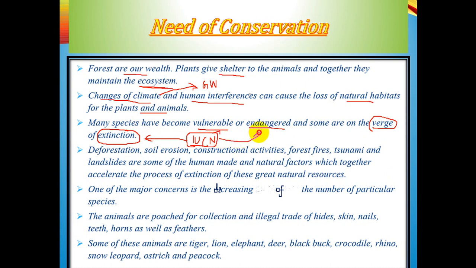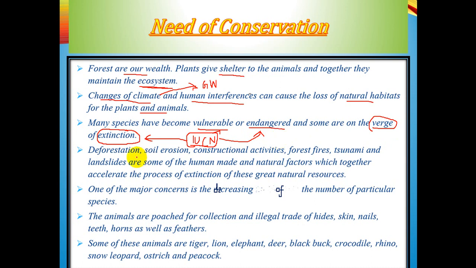What are those 6 categories? Normal species, endangered species, vulnerable species, then comes rare species, endemic species, and extinct species. So these are the species.